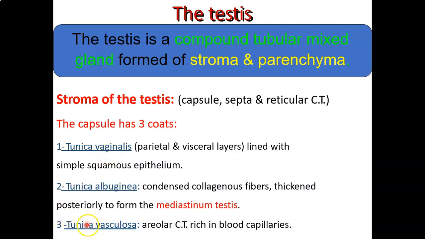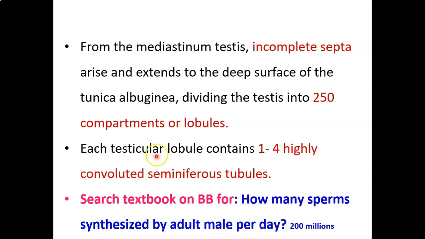The coat number 3, tunica vasculosa, is areolar connective tissue, rich in blood capillaries, and this is within the testes. From the mediastinum testis, incomplete septa arise and extend into the deep surface of the tunica albuginea, dividing the testes into 250 compartments or lobules. Each testicular lobule contains 1 to 4 highly convoluted seminiferous tubules.